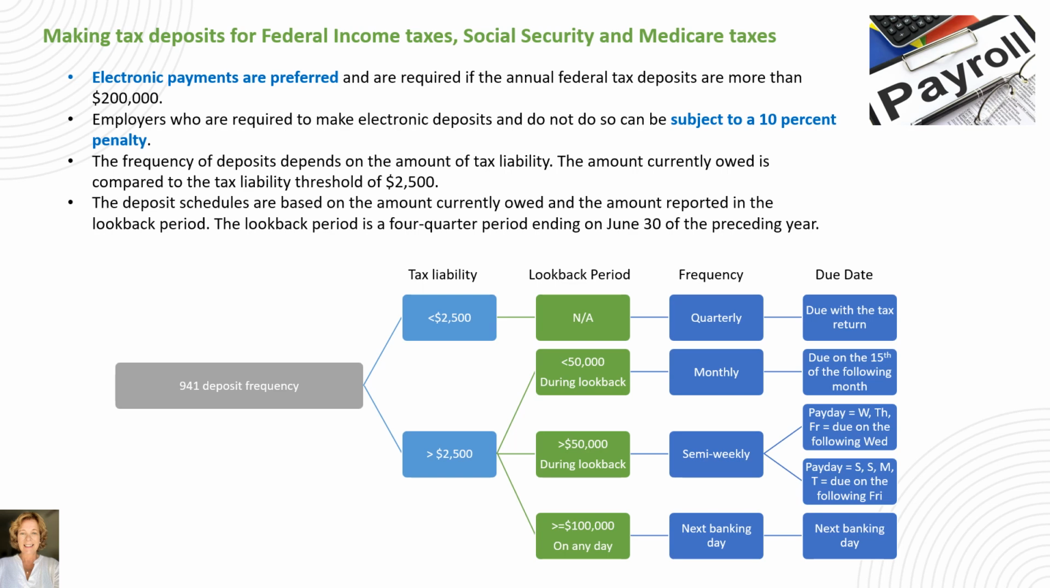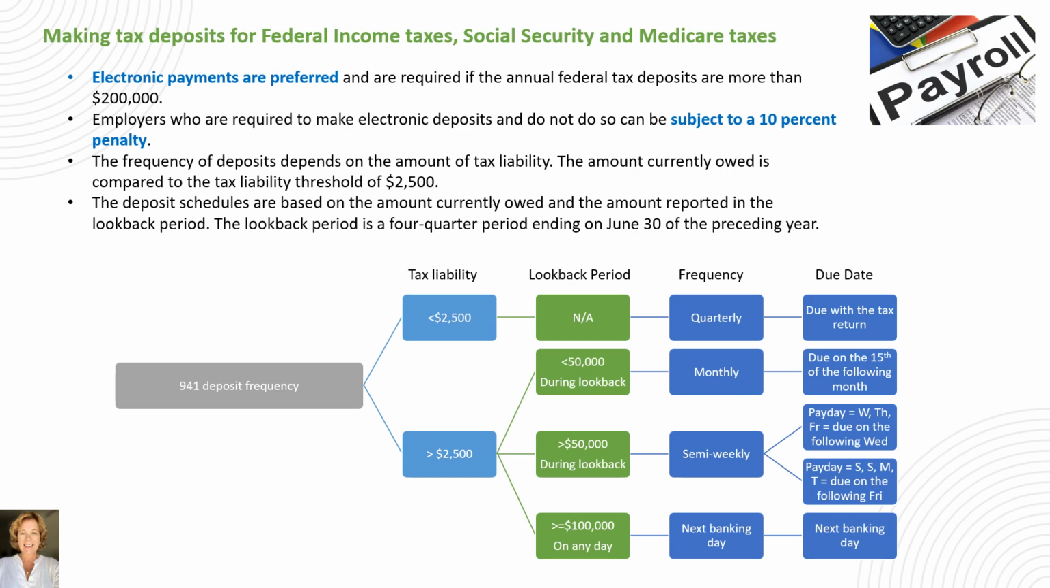So what exactly is involved in making tax deposits for federal income taxes, Social Security, and Medicare taxes? First, the IRS prefers electronic payments and requires electronic payments if the annual federal tax deposits are more than $200,000. Employers who are required to make electronic deposits and do not do so can be subject to a 10% penalty.